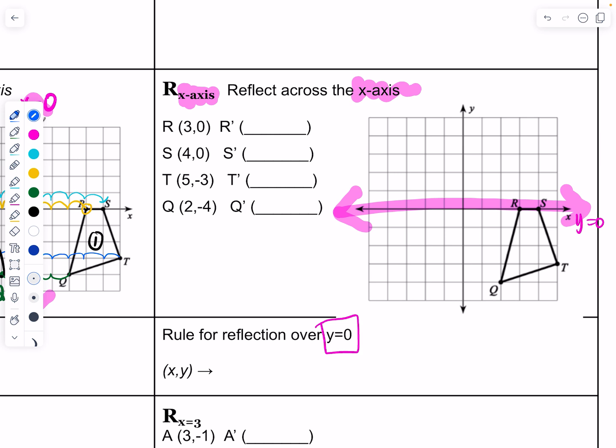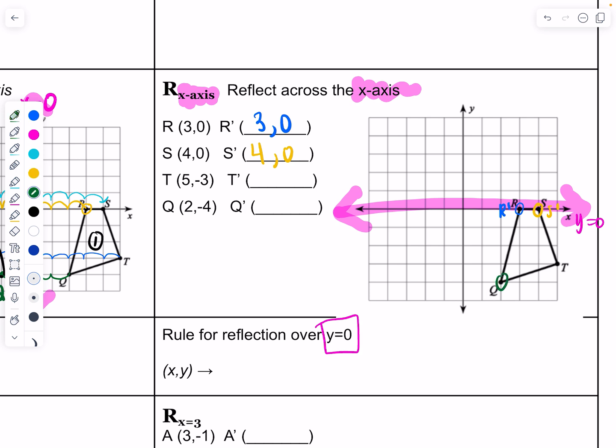And so what's going to happen there? Well, let's look at this. R is on the line. So if you flip this over the line, it's still going to be on the line. That's also going to be R prime. So R prime is not going to change at all. That's still going to stay (3, 0). Same thing for S prime. S prime is still on the line. It was at (4, 0). It's still at (4, 0). We didn't get any further away from the line because we were on it.